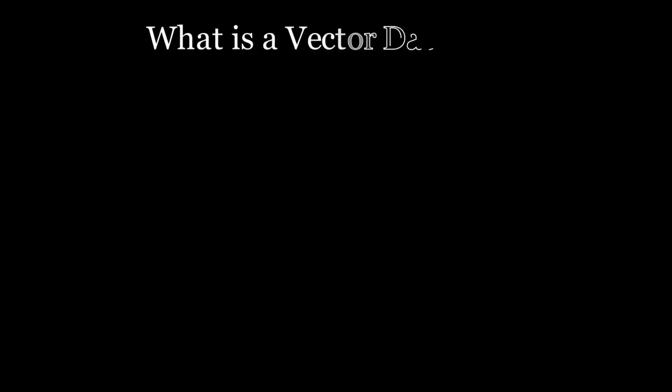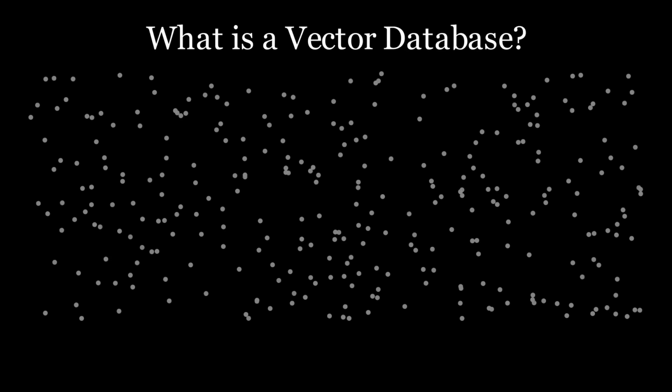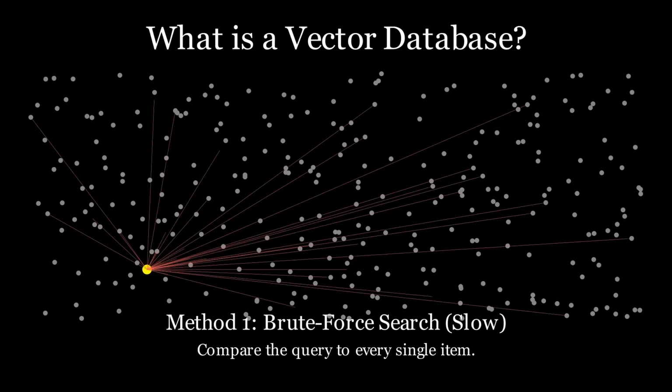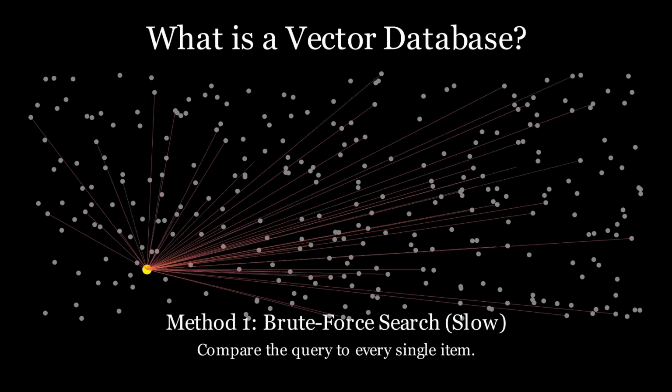This is powerful, but how does it work with millions or even billions of items? This is where the vector database becomes essential. One way is a brute force search. This means you compare your query vector to every single other vector in the database. As you can imagine, this is extremely slow and simply doesn't scale for modern applications.